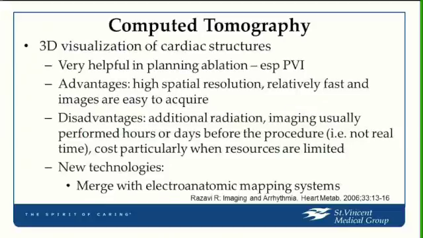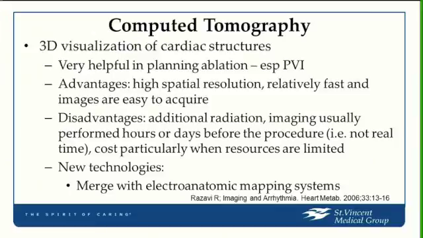Some other techniques that are used: computed tomography, CT scans, another 3D visualization of cardiac structures, very helpful in finding things like pulmonary vein isolation. Advantages: very high spatial resolution, relatively fast, and everyone has a CT scanner. Disadvantages: more radiation. The images are not usually obtained at the time of the procedure because the CT scanner usually is separate from the EP lab. There are some research places where they combine CT and the EP lab, but that's not very common.